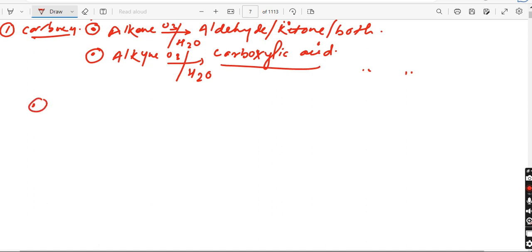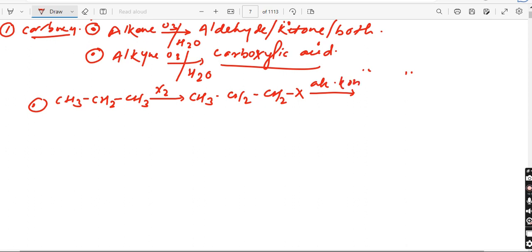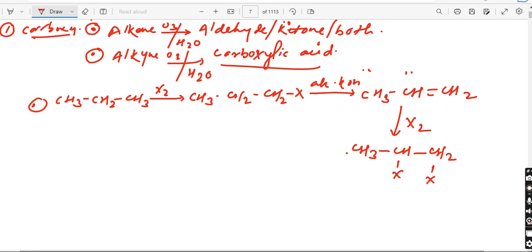Okay, so first of all we need to prepare alkyne for that. Suppose this is CH3, CH2, CH3. First we need to convert this into a halogen compound, that is alkyl halide, CH3, CH2, CH2, X, right? Then we have to use alcoholic KOH to dehydrohalogenate it. So this will convert to CH3, CH double bond CH2. Then we further react this with halogen to convert this into CH3, CHX, CH2, X, and then what will we do? We will again use alcoholic KOH to convert it into a triple bond. So this will be CH3, C triple bond CH, right?